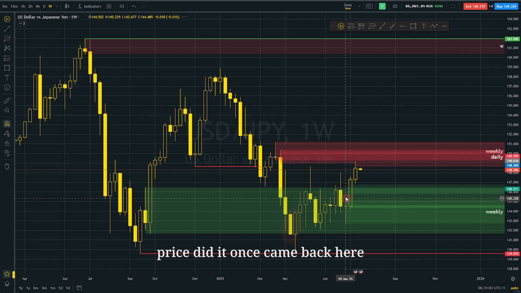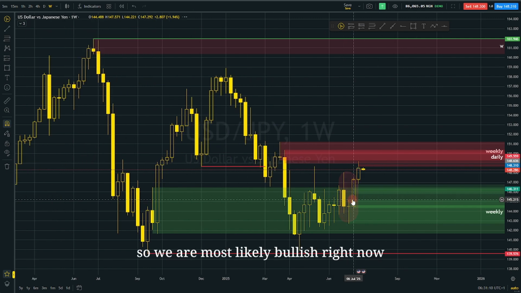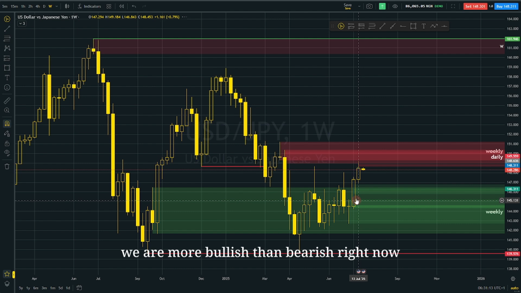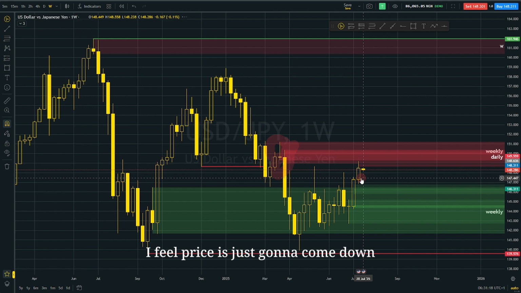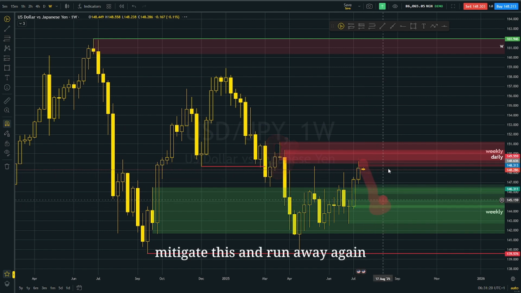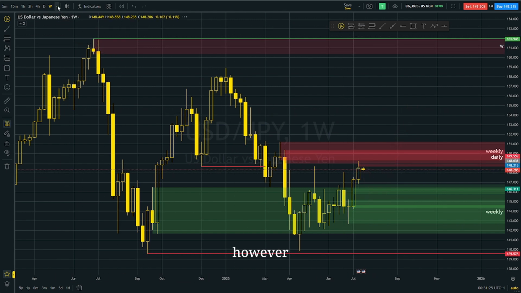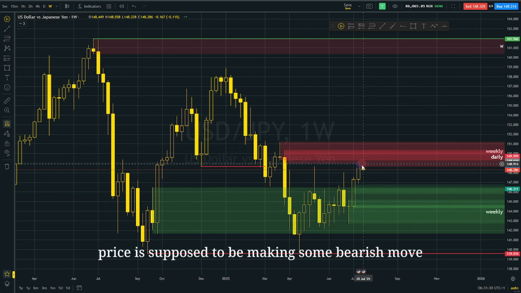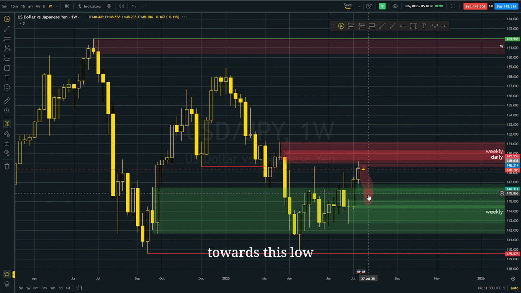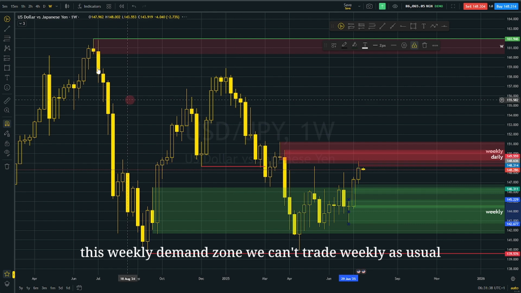We had a clear engulfing bar right here, a very good engulfing bar. Price did it once, came back here, created a morning star by coming down, doji and engulf completely. So we're most likely bullish right now. We are more bullish than bearish right now, even though price just met a supply zone right here. I feel price is just going to come down, mitigate this and run away again. There's a high tendency that is what we're going to see. However, we're trading exactly what we can see currently, and what I can see currently is price is supposed to be making some bearish move towards this low, towards this weekly structure, this weekly demand zone.